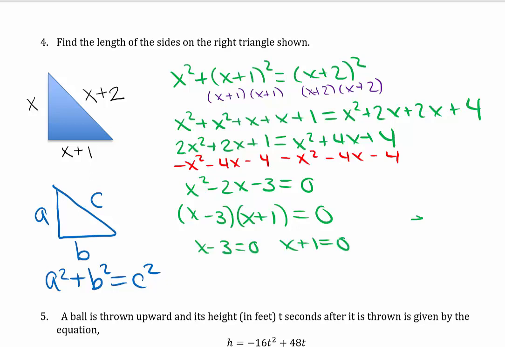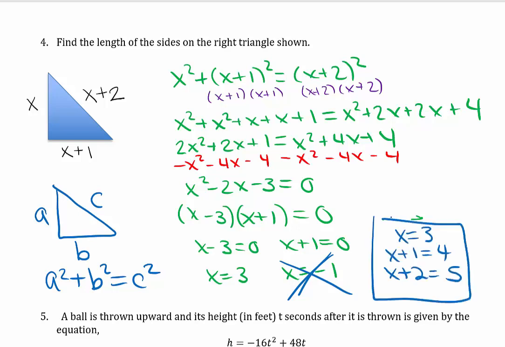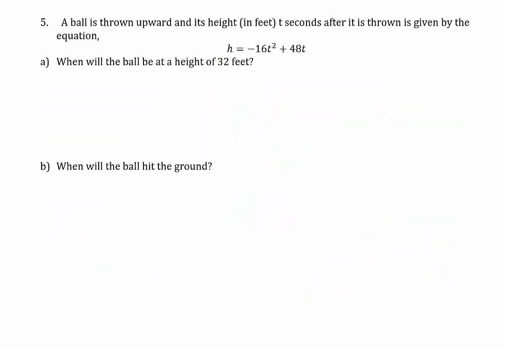Finally, I set the factors equal to 0. And if I solve for x, I get x equals 3 or x equals negative 1. Now in this geometry problem, it doesn't make sense to have a negative answer. A triangle can't have a negative height. And so I'm actually going to just cross that answer out because it doesn't make sense. So my solution is x equals 3, and I can take that answer and plug it into the other expressions, x plus 1, x plus 2, and find out that the lengths of the sides of this triangle are 3, 4, and 5.